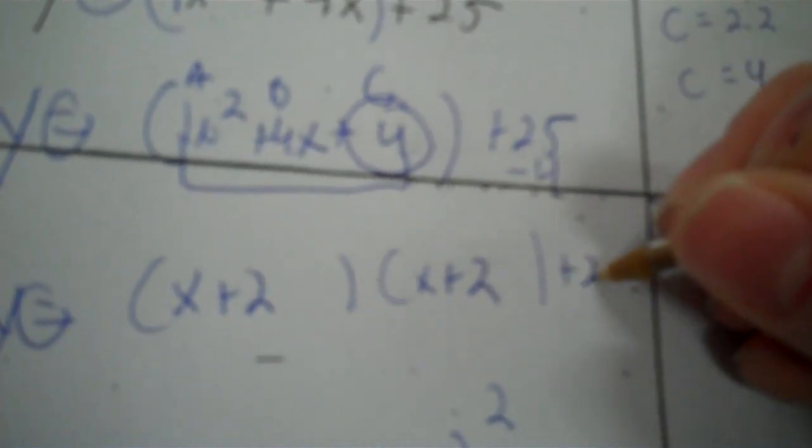25 minus 4 is 21. Okay, so I put (x + 2)² + 21. There's your answer. Okay, number 3 is trying to accomplish the same thing that number 2 did.